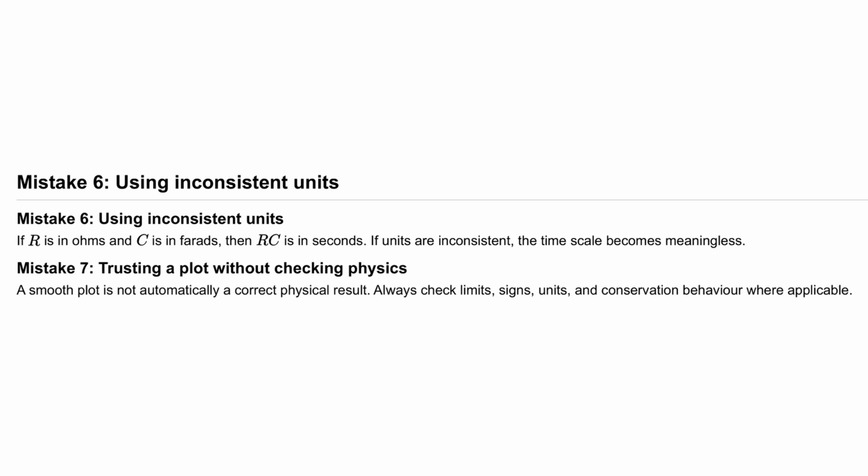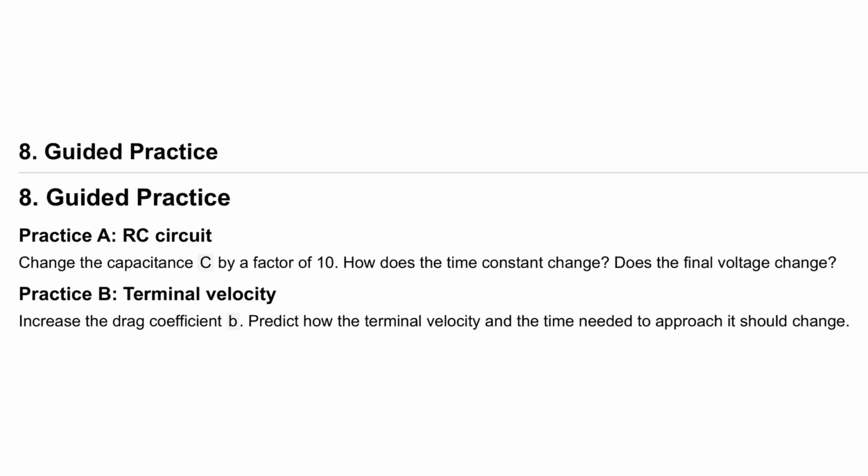Mistake 6 is using inconsistent units, which will ruin the timescale of your model. Mistake 7 is blindly trusting a smooth graph without doing the basic physical checks we discussed today. Let us put this into practice.